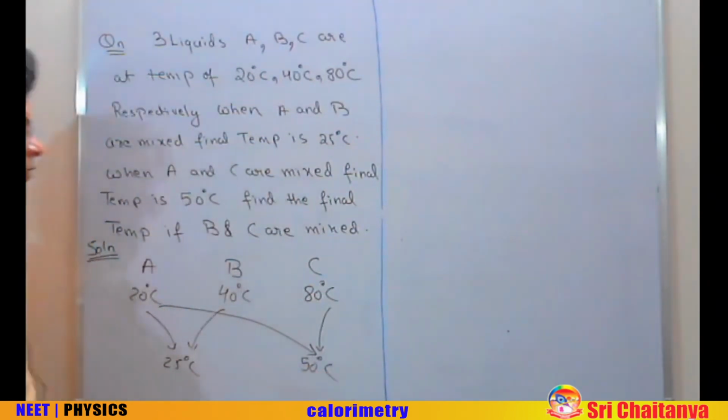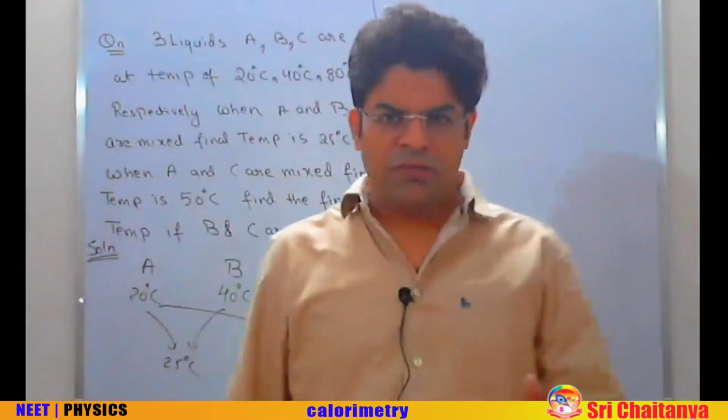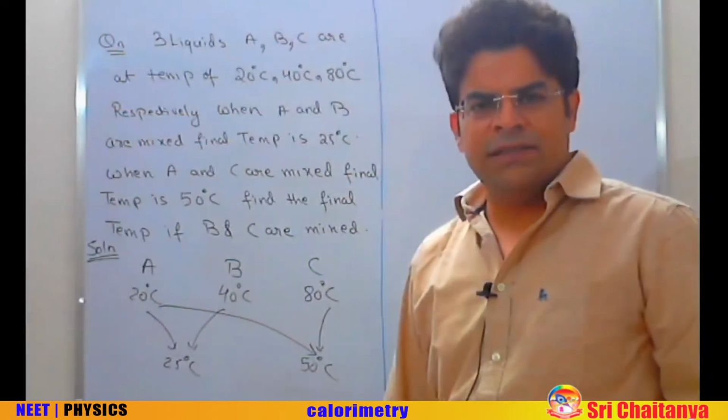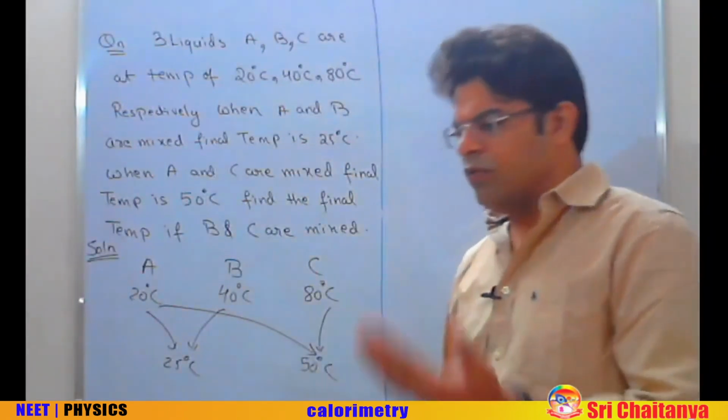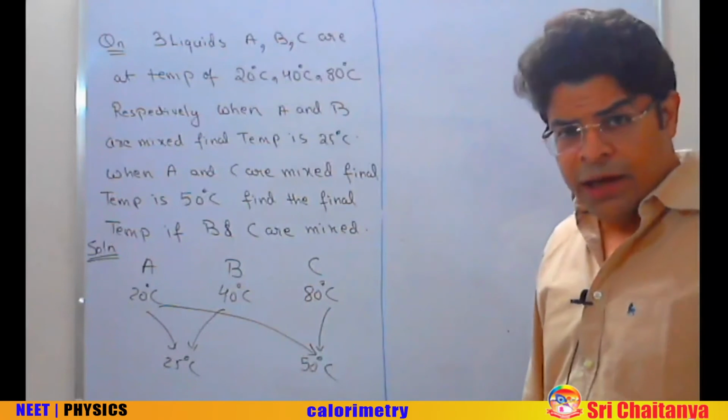So what will be the final temperature if B and C are mixed? So how to approach this question? Quite easy. You'll have to write the same equation: heat given to 1 plus heat given to 2 equals the actual heat given, and if no heat is given, write it as 0.